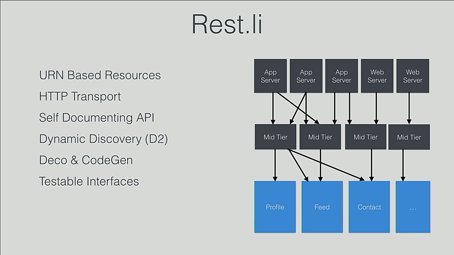Primary thing here was to go URN-based for all of our resources. HTTP is the actual transport, so it's easily traceable and debuggable. It has a self-documenting API. We have something called dynamic discovery. So this removes the need to have either software or hardware load balancers between the mid-tiers and the Superblocks, or between the app servers and the mid-tiers. It talks to a Zookeeper instance, retrieves the list of systems that support that URN base, and then it talks to whichever one is necessary at that point.